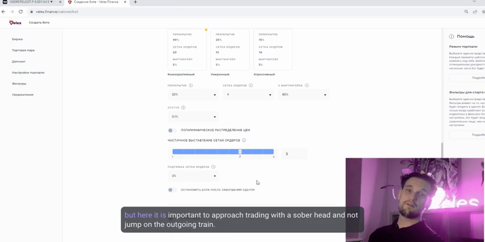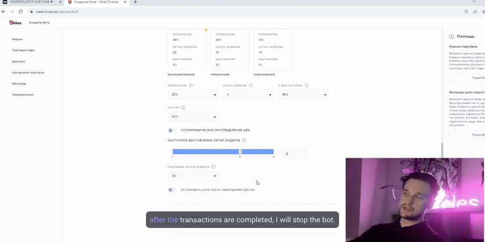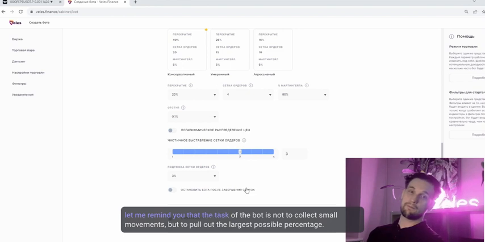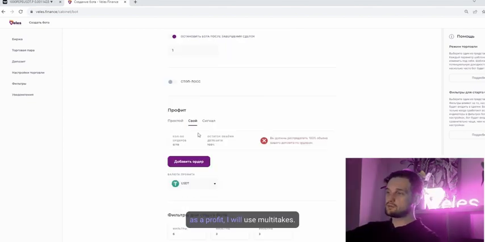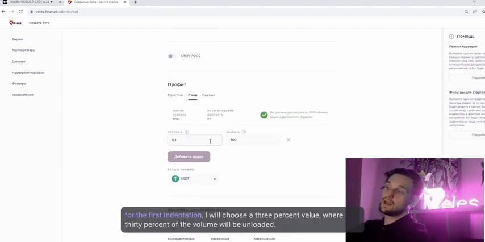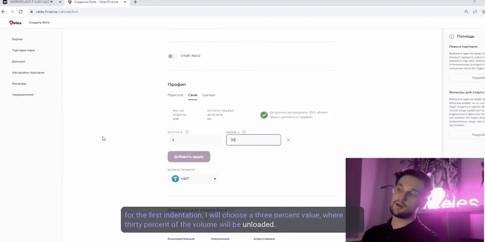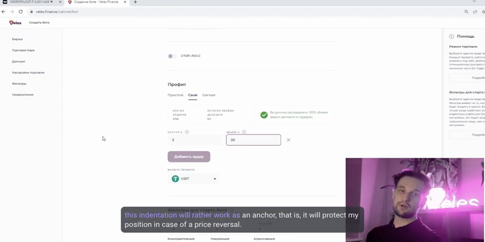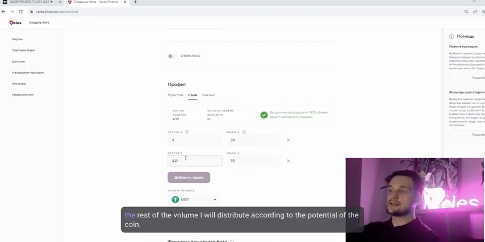But here, it is important to approach trading with a sober head and not jump on the outgoing train. After the transactions are completed, I will stop the bot. Let me remind you that the task of the bot is not to collect small movements, but to pull out the largest possible percentage. As a profit, I will use multi-takes. For the first indent, I will choose a 3% value, where 30% of the volume will be unloaded. This indent will rather work as an anchor, that is, it will protect my position in case of a price reversal. The rest of the volume, I will distribute according to the potential of the coin.